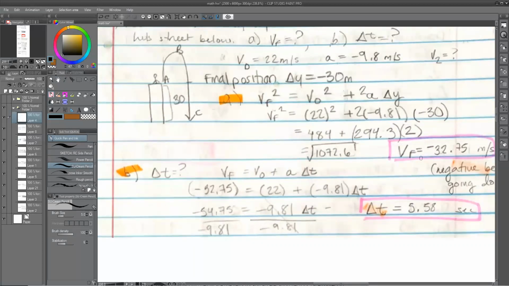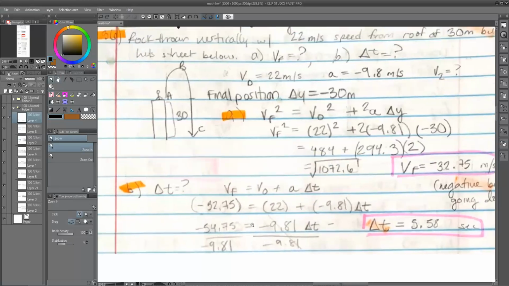So I can just plug in the value of VF that I just created. I plug in V0, I plug in acceleration, which is the negative gravity, and I'm solving for the change in t. So I just calculate it all the way through with algebra, and the change in t is equal to 5.58 seconds. And that's that problem.